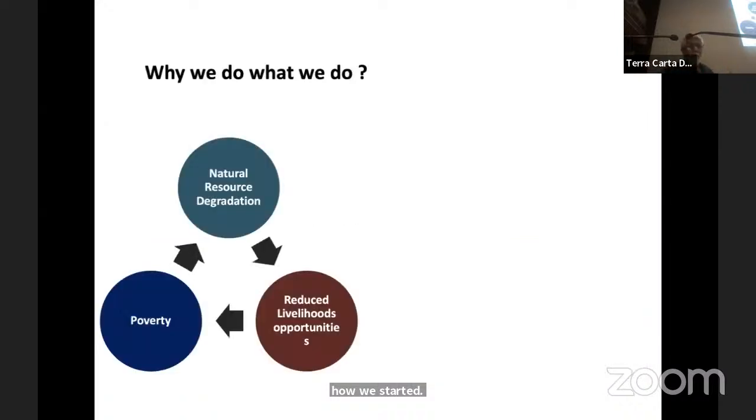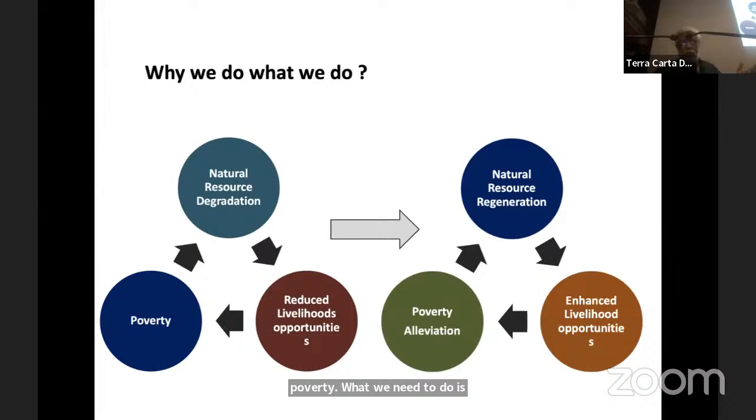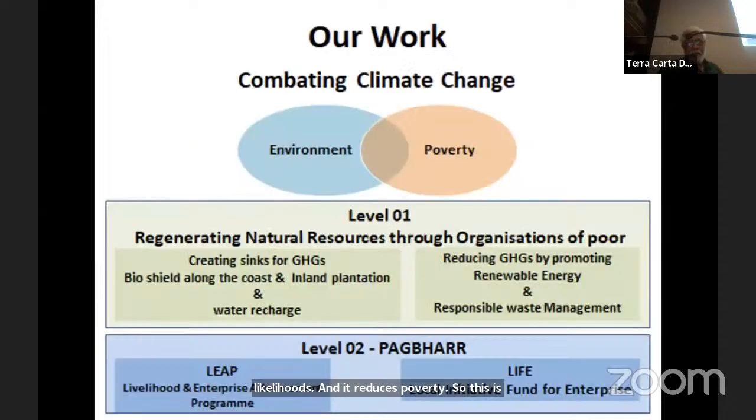Why do we do what we do? Basically, the natural resource degradation, which is happening also because of climate change, reduces livelihood opportunities. And that leads to poverty. What we need to do is reverse that process by improving the natural resources such that it enhances the livelihoods and reduces poverty. So this is basically the framework under which we work. It's the same thing, but it's combining environment and poverty.